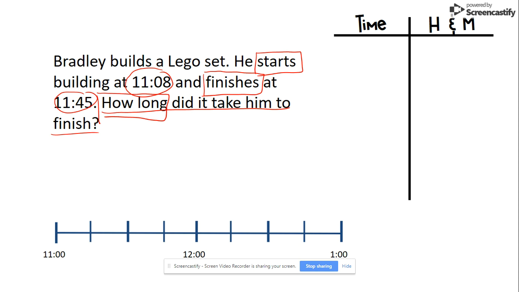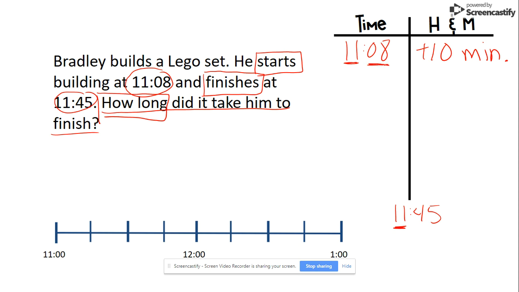Again, my start time will go at the top of my T-chart, 11:08, and my end time will go at the bottom, 11:45. Again, that lets me know what I'm working towards. First, check out your hours, make sure they're the same, 11 and 11. I don't have to add any hours to my time. So I'm going to start adding minutes. And I always say add 10 minutes at the most at a time, because at the end when you go to calculate how much time passed, it's easier to count by tens and fives. So I'm going to add 10 minutes first.